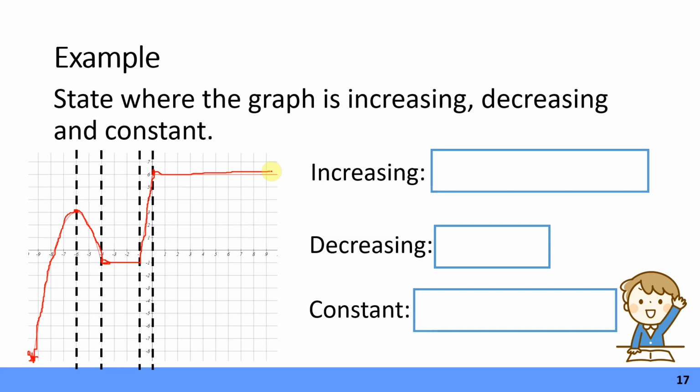So if you notice, all I did is that I made a line every time my roller coaster changed direction. And like I told you, in the first part, I was increasing. In the second part, I was decreasing. In the third part, I stayed constant, I stayed steady. In the fourth part, which was really steep, I was increasing. And then the last part, I stayed constant.